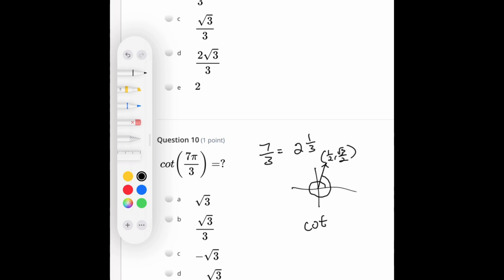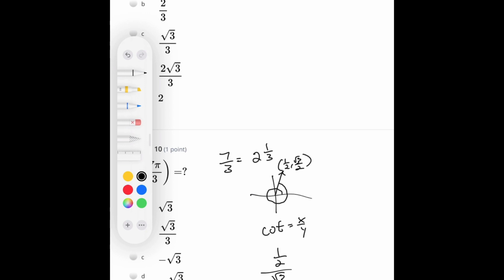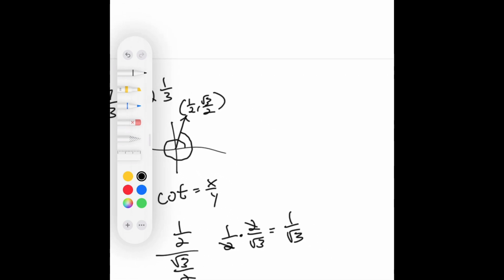Cotangent is tangent flipped over, x over y. So I'm going to do 1/2 divided by root 3 over 2. We're dividing fractions, so we multiply by the reciprocal: 1/2 times 2 over root 3. Let's cancel these 2's. So I have 1 over root 3, and don't leave a root on the bottom, so multiply by root 3 over root 3. 1 times root 3 is root 3, and root 3 times root 3 is 3.